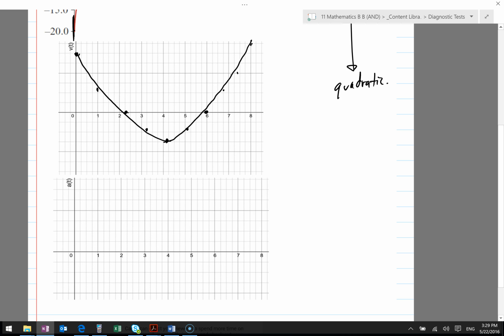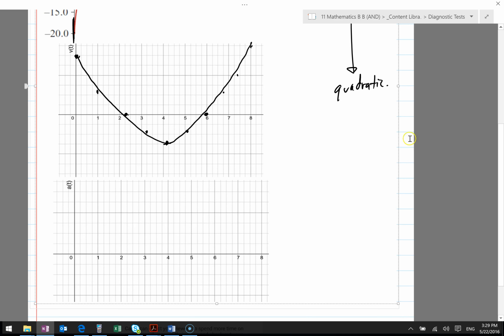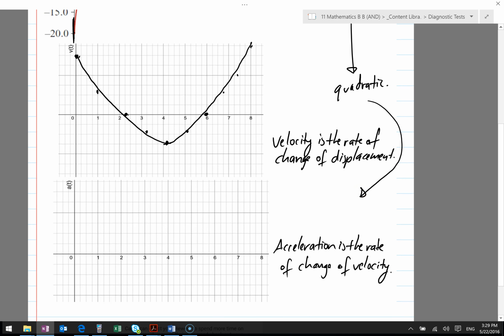So from velocity to acceleration, is again the rate of change. Remember, the acceleration is the rate of change in velocity. So I'll just write these two understandings here somewhere. Okay, remember, velocity, rate of change of displacement, acceleration, rate of change of velocity. And again, I've got a quadratic function here that I'm finding the rate of change of. This is going to end up with a linear function, as a check.